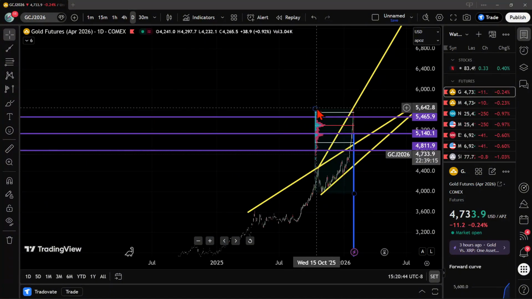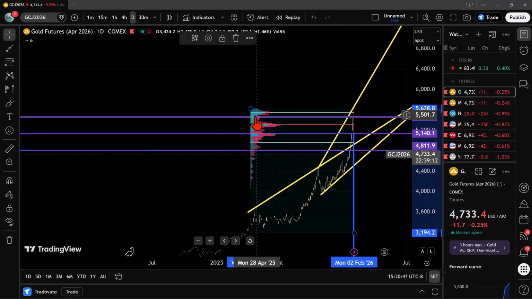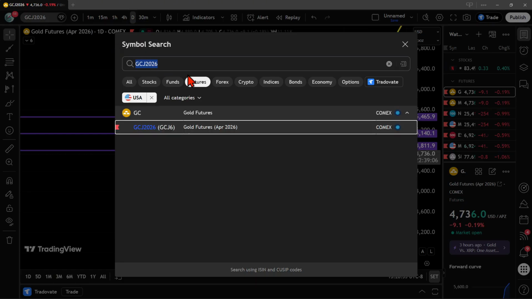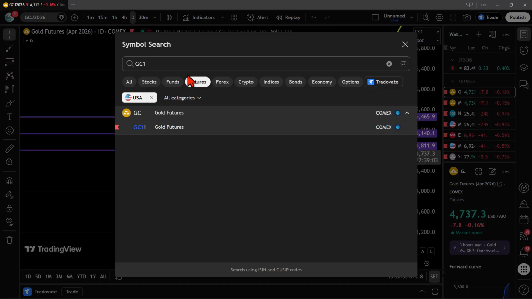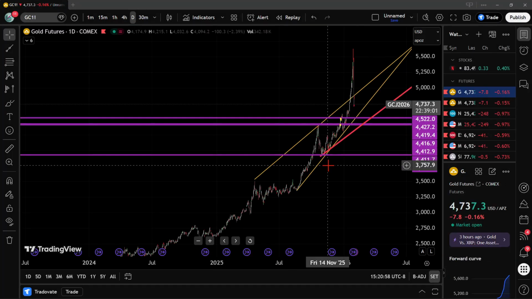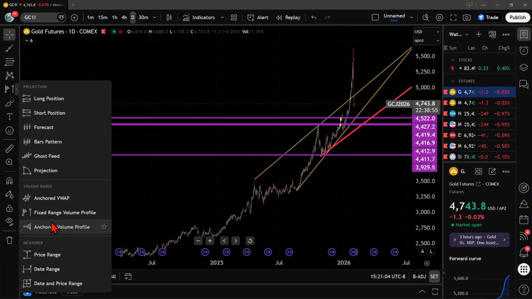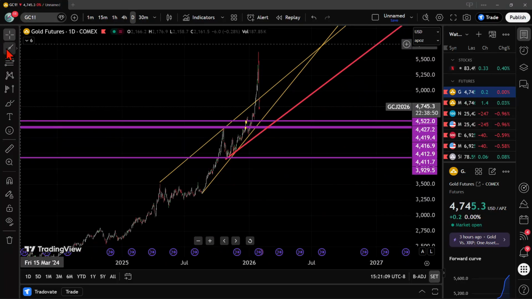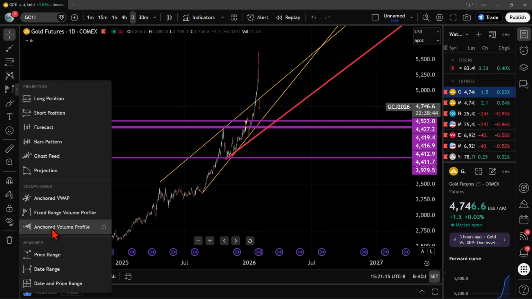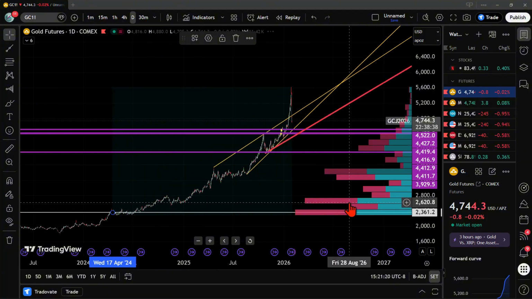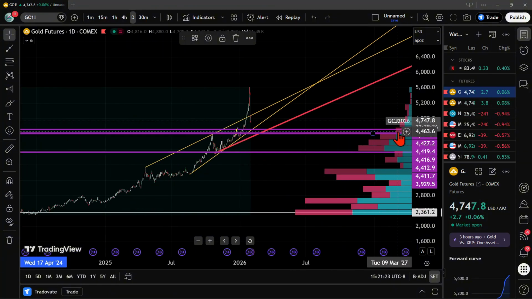If you take this on a larger scale, excuse me, we might have to go to GC1 for this. GC1, so let's use this fixed range. Let's use this anchor volume, right? Now let's just grab the whole anchor volume, the whole area. Look at all the volume down here. This is massive, massive volume.